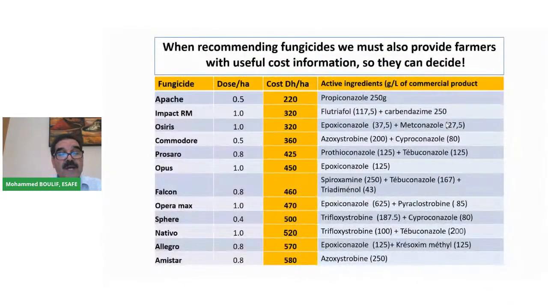When recommending fungicide sprays to the farmers, you must provide the farmers with some information, notably the cost of each action. That's very important. We must provide farmers with useful cost information so they can decide how much money they want to spend. Of course, we make them aware that the strength of their fungicide is based on the grammage, the number of grams of active ingredients, and especially when you have two active ingredients with high grammage, it's very important.